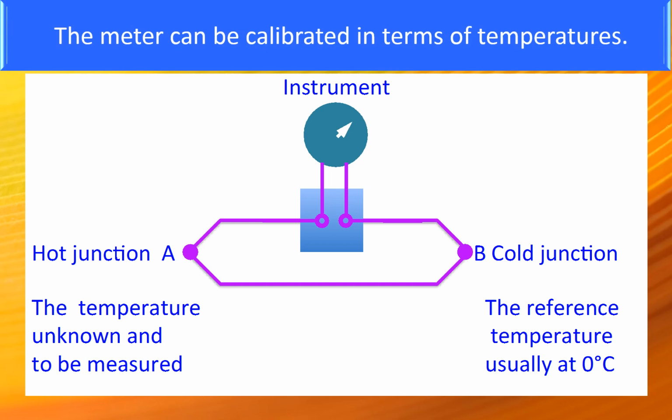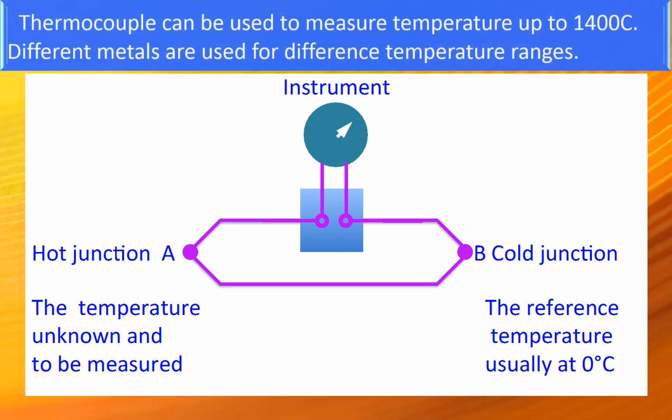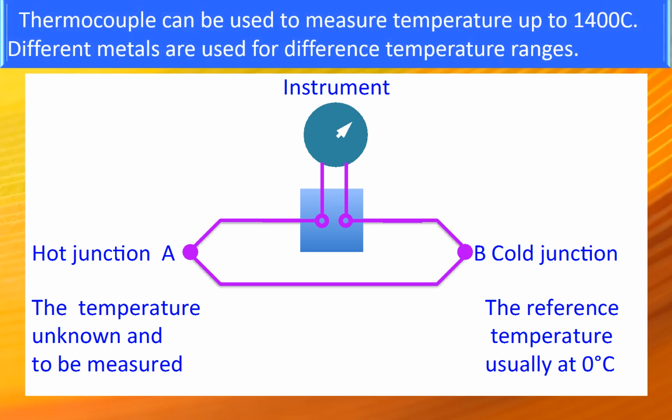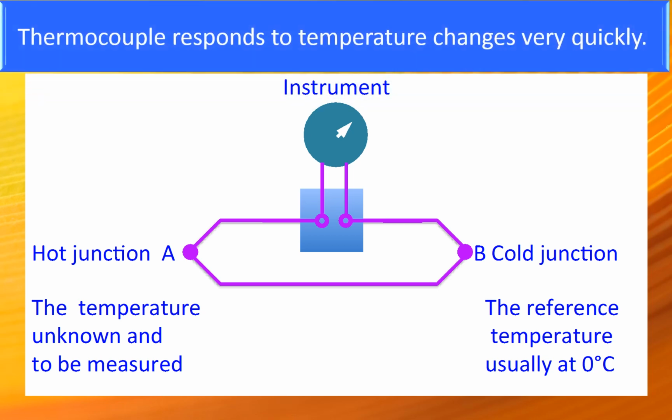The thermocouple can be used to measure temperatures up to 1400 degrees centigrade. Different metals are used for different temperature ranges. Thermocouple responds to temperature changes very quickly.